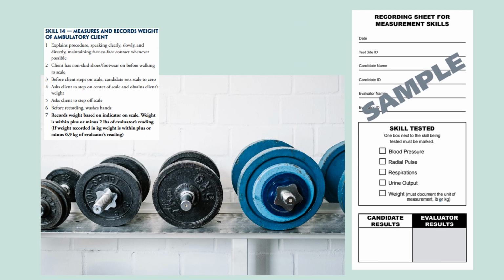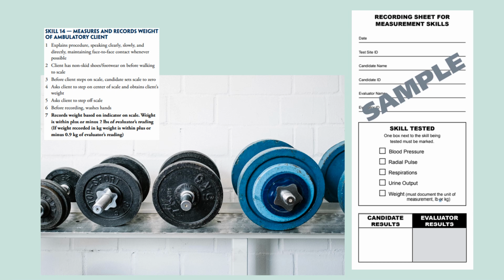Skill 14, measures weight, requires that the candidate walk the client to a scale to get a weight measurement. Step 2, make certain that the client is wearing shoes before walking to the scale. The client is wearing shoes when being weighed. Note steps 4 and 5, which require the candidate to ask the client something, to step onto the center of the scale, and to step off of the scale. The candidate must ask.